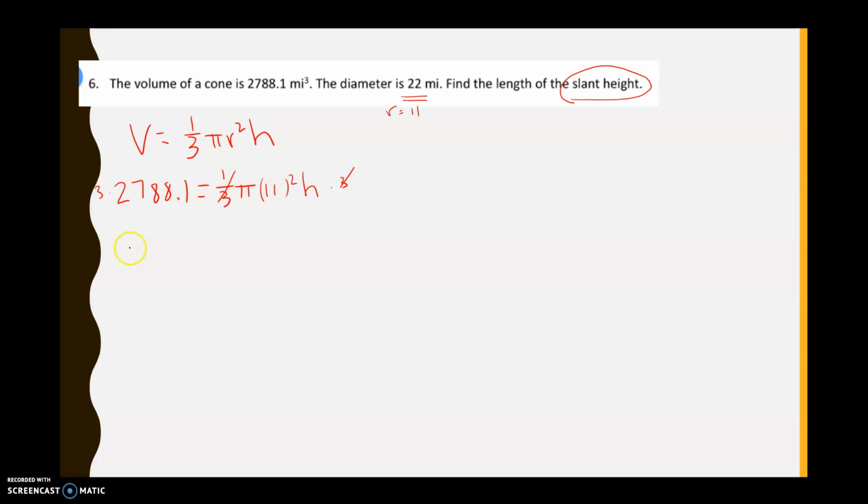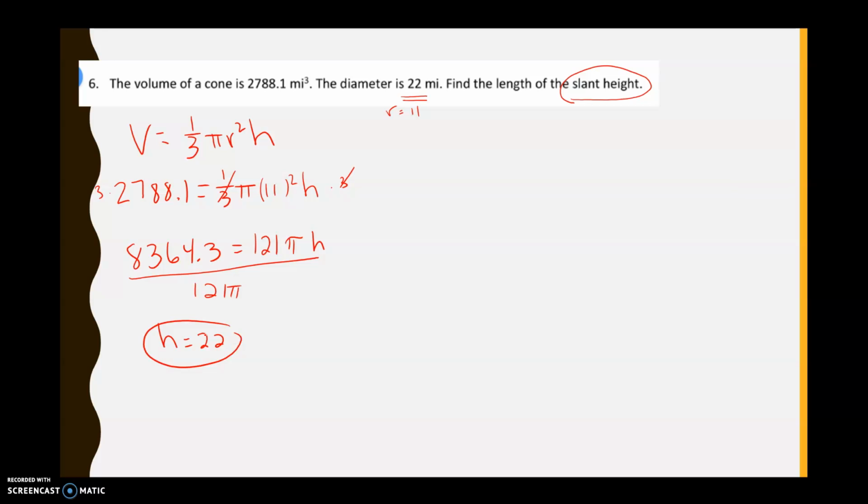And when I do that, I get 8,364.3, and that's going to be equal to 121 pi times h, because 11 squared is 121. So I'm going to divide both of these guys by 121 pi. So I get h to be 22. All right, so how does that help me?